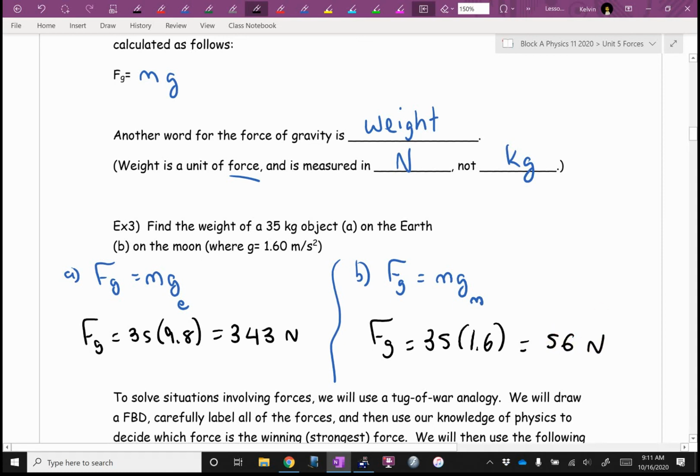Newtons. So if you see the videos of the astronauts on the moon, the reason they were able to wear those bulky, heavy spacesuits is because on the moon, those suits weighed less. Same mass, different weight.